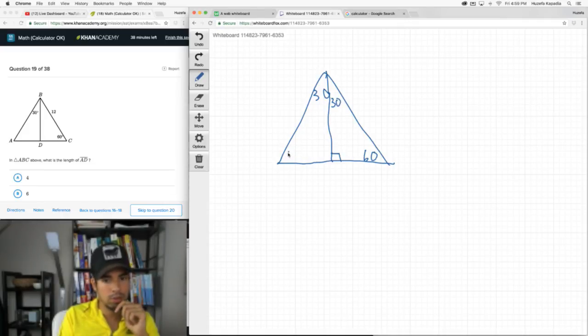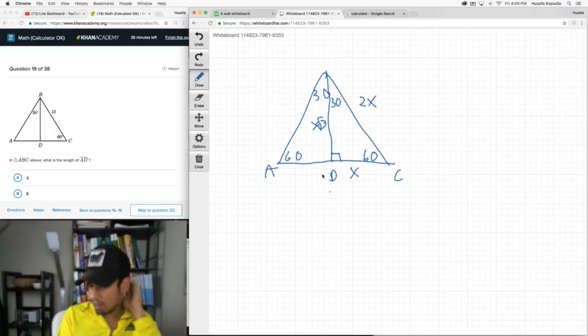So I'm going to assume these are both 30, 60, 90 triangles. In a 30, 60, 90 triangle, this is x, this is 2x, and this is x root 3. But all we want is AD, right, which is the same as DC. It looks to be cut right down the middle. I'm making some assumptions here. It is what it is.